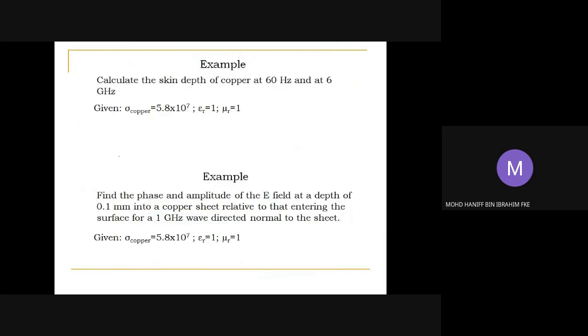Let's have a look at the next example, in which we need to calculate the skin depth of copper at 60 Hertz and also at 6 gigahertz. We need to calculate the skin depth value. This is to understand the effect of the skin depth related to the frequency of the wave. For the case of a 60 Hertz wave, we understand that the skin depth is related to 1 over alpha.